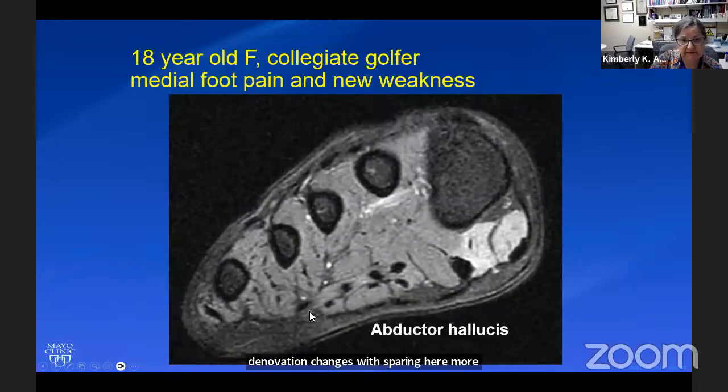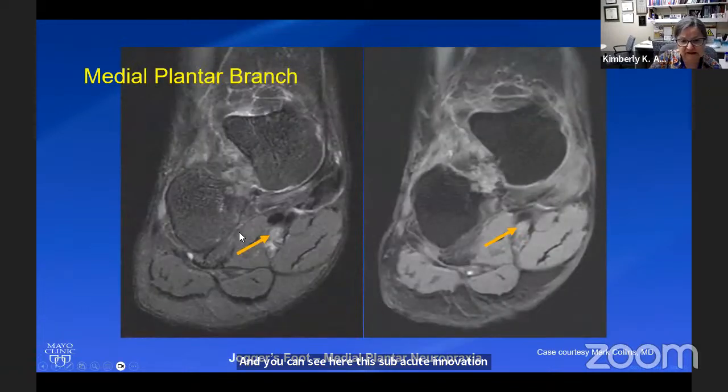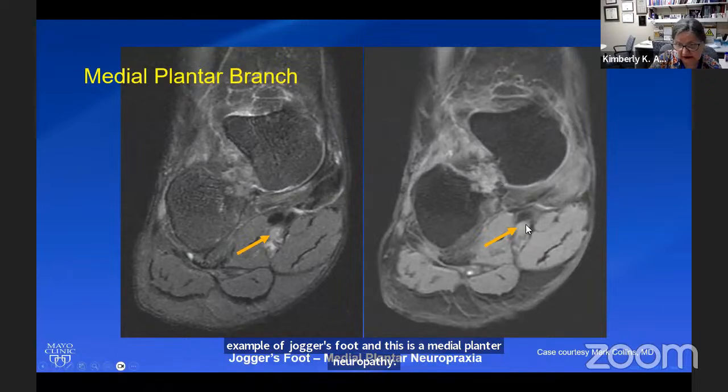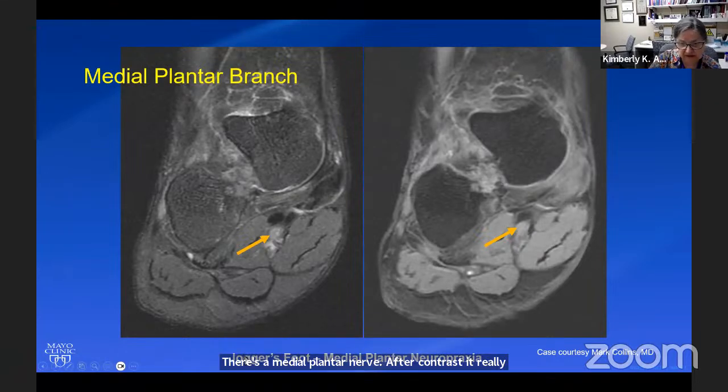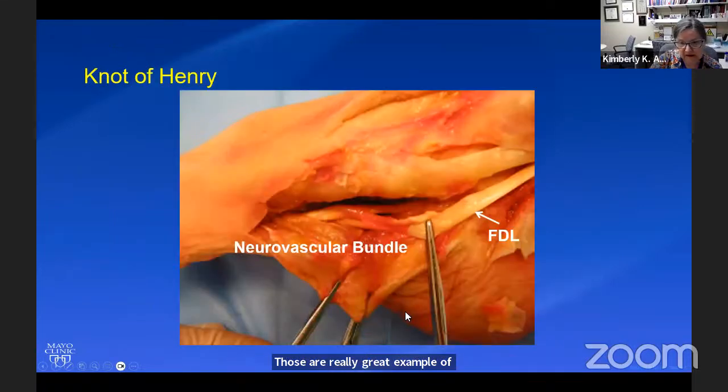And then this is an example of a collegiate golfer who's got medial foot pain and new weakness. And you can see here this subacute denervation in the abductor hallucis muscle. And this is a really great example of jogger's foot. And this is a medial plantar neuropathy. There's the medial plantar nerve. After contrast, it really just got this very superficial enhancement. This is a really great example of jogger's foot. And here again, we just showed that neurovascular bundle and why that would become entrapped.